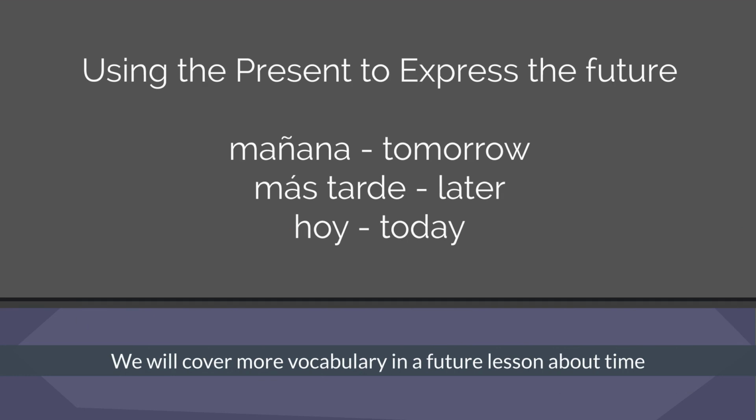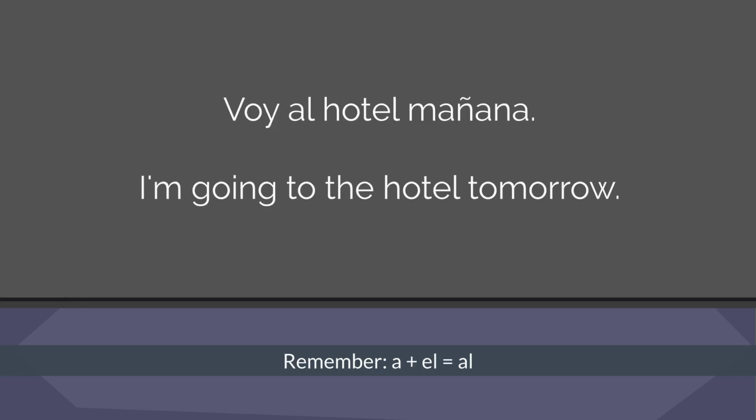Now, another interesting thing to point out about the present tense in Spanish is that it's often used to express a future event, as long as there's some kind of term or word in there that gives you that indication. Words like mañana, tomorrow, más tarde, later, hoy, today. Here's an example. Voy al hotel mañana. I'm going to the hotel tomorrow. Mañana tells us it's a future event, but if we'd left it off, we could have translated it as I go to the hotel or I'm going to the hotel. It all depends on context.